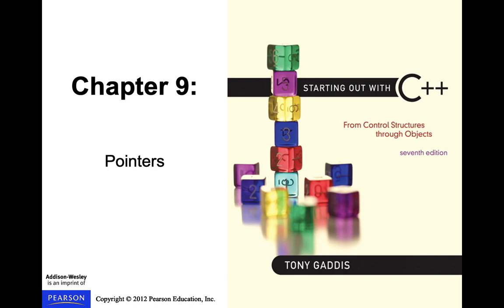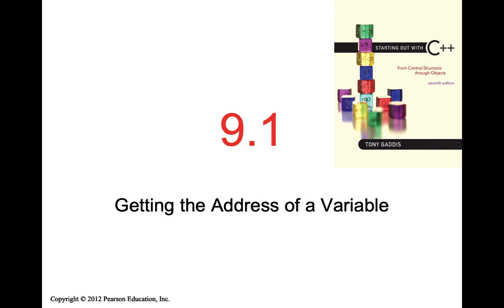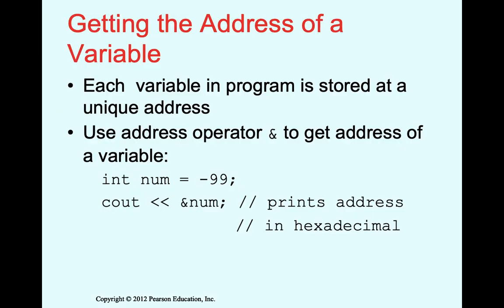Now we will talk about chapter 9 about the pointers in C++. So, what is a pointer? Getting the address of a variable. Every variable in C++ is stored in memory at some certain address.